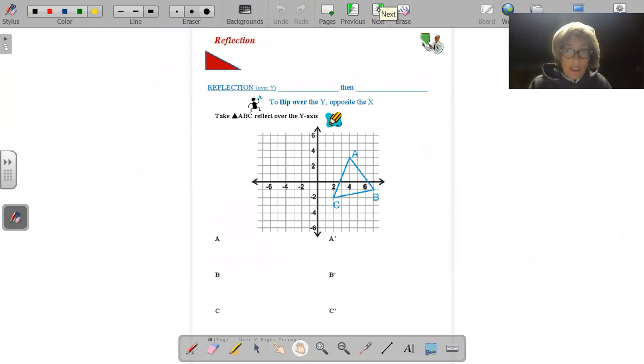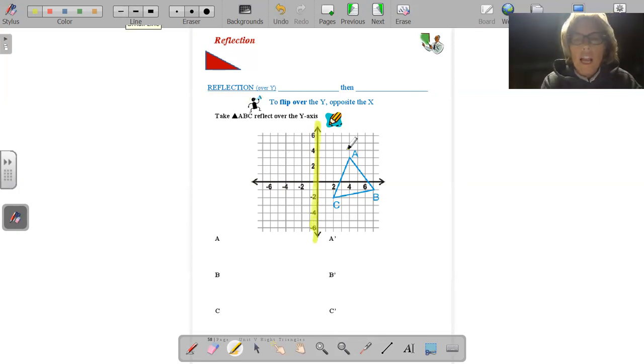Now, reflection. Reflection means to flip over and get an opposing image, like a mirror. There are two reflections that we're going to do: reflecting over the x-axis and reflecting over the y-axis. First we're going to reflect over the y. Just darken the y-axis here, and then draw yourself a little arrow. We're going to take this image and flip it over this way like a mirror.